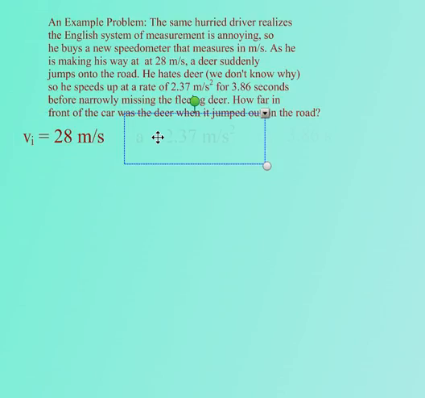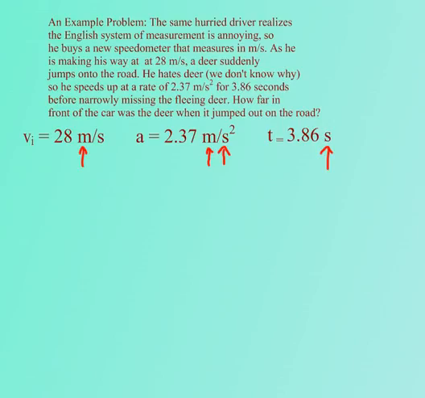Well, VI is 28 meters per second. The acceleration is 2.37 meters per second squared. The time is 3.86 seconds. So you notice that we've got unit agreement. The distance unit in the VI and the distance unit in the acceleration are both meters. The time is in seconds, and the time within the acceleration is also seconds, and the time within the VI is also seconds. In this case, we could simply plug in the values into 1/2 AT squared plus VIT and get the answer. Be careful and analyze the units in your givens before you go plugging and chugging.